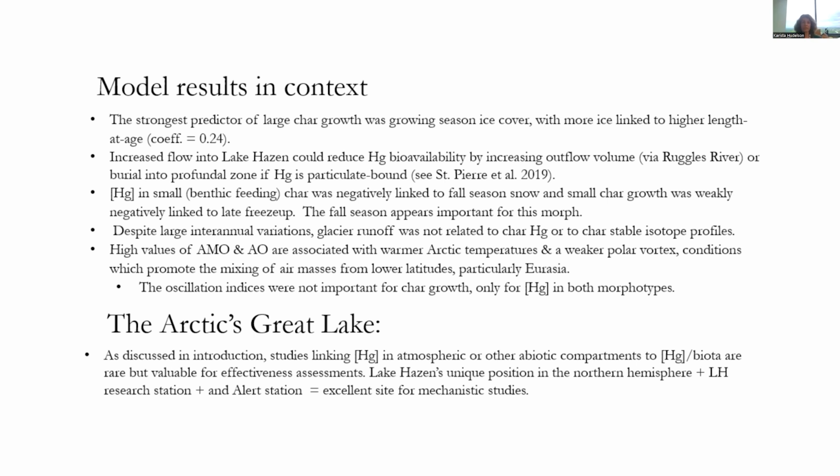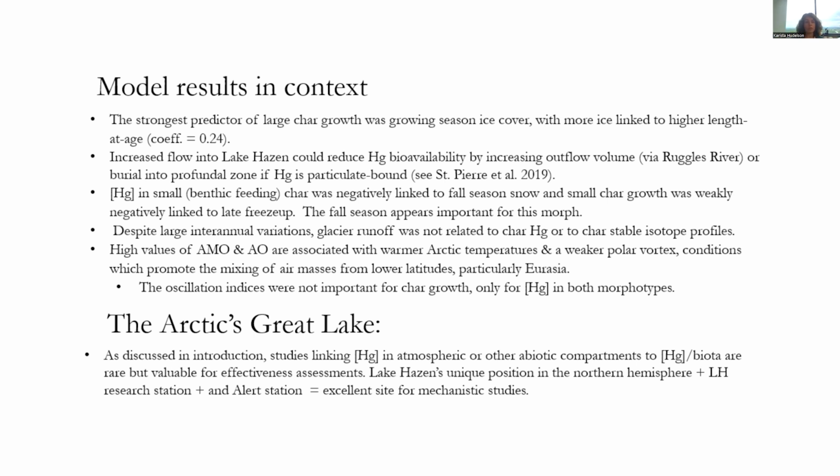So more ice led to more growth for the large char. Increasing the flow into Lake Hazen could actually reduce mercury bioavailability by increasing the outflow volume or burial into the profundal zone if mercury is particulate bound. So I think that is my logic for why our snow and our glacier output were negative coefficients. They were significant, but they were negative for predicting char mercury. So I'm looking at those possible mechanisms for explaining that.